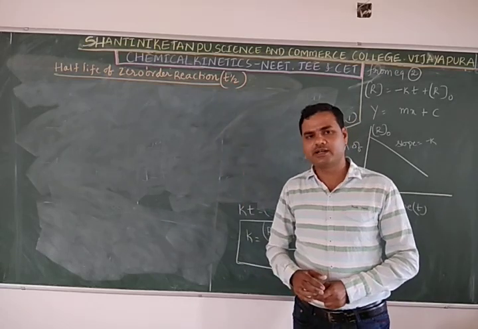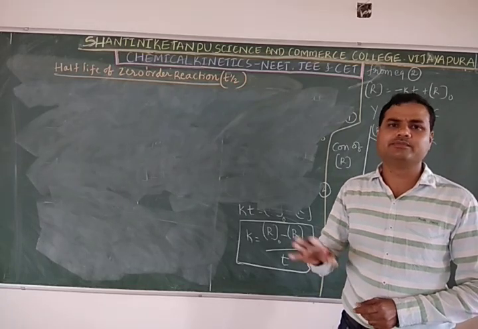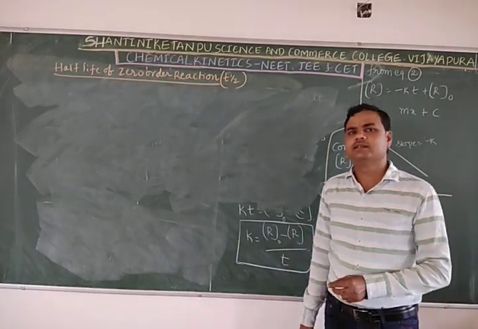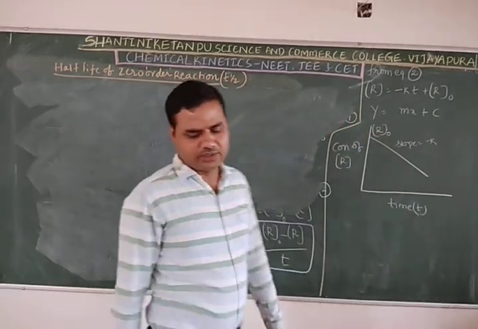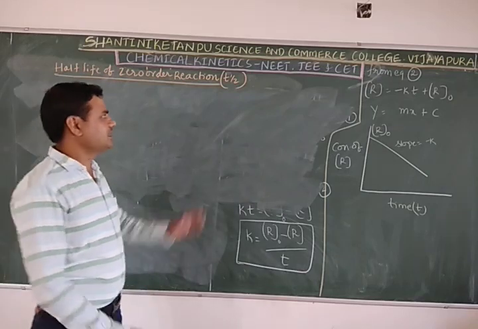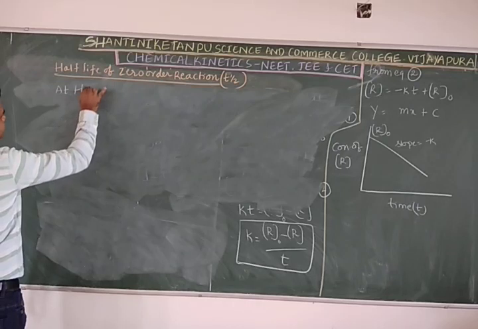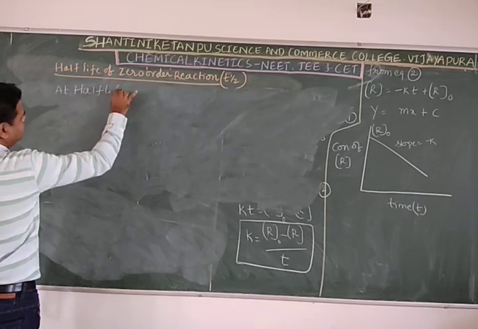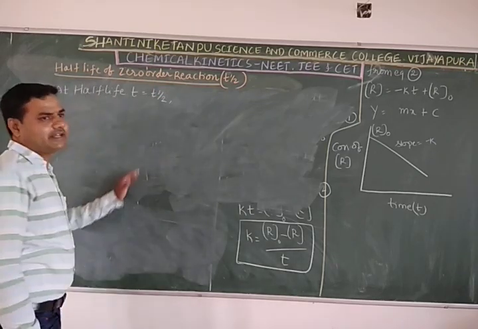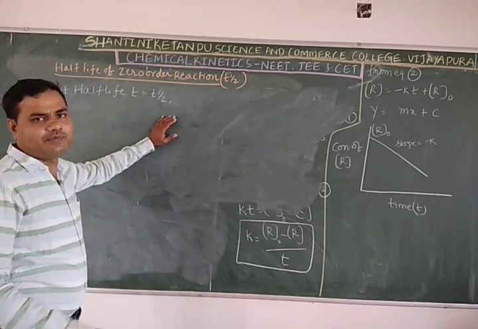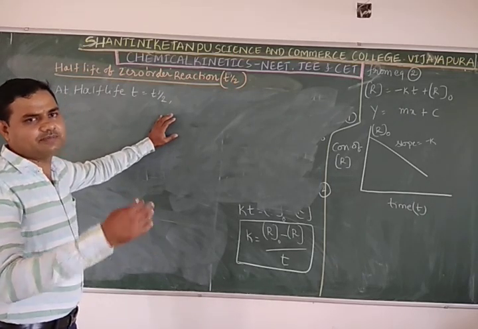That time is called as what? Half-life, either for the first order reaction or for the zero order reaction, it is same. The time required to decrease the initial concentration of the reactants to half of its value is called the half-life of a reaction. Therefore, at half-life, time becomes t half, and final concentration becomes what? Half of initial concentration.